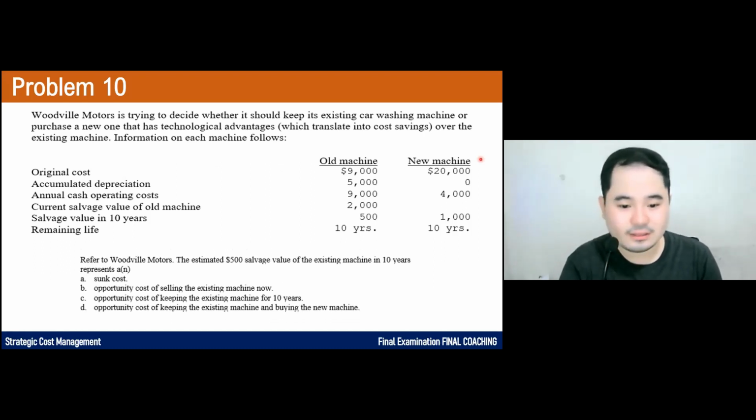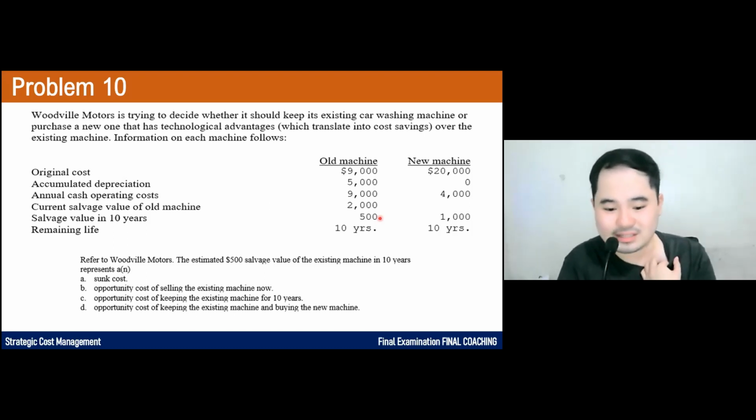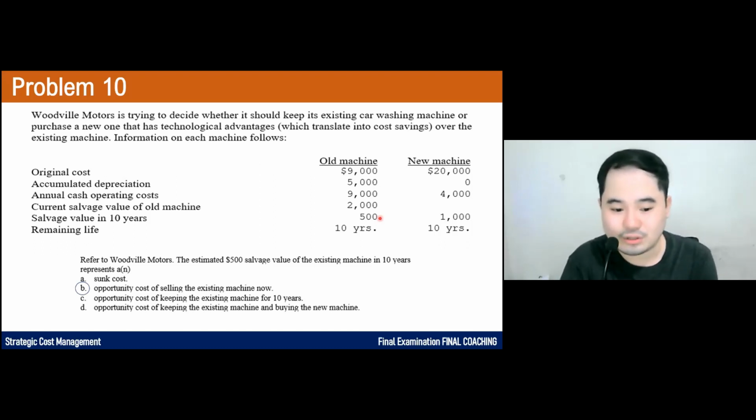Okay, and then the estimated $500 salvage value, ito po yun, of the existing machine in 10 years, yan po ba ay sunk cost or opportunity cost? Kaso sa opportunity cost, tatlo pa. Selling the existing machine now, opportunity cost of keeping the existing machine for 10 years, or keeping the existing machine and buying the new machine. The answer is letter B. It's an opportunity cost of selling the existing machine now.